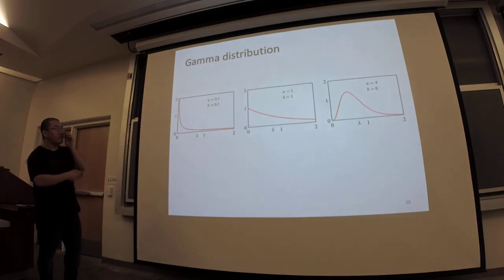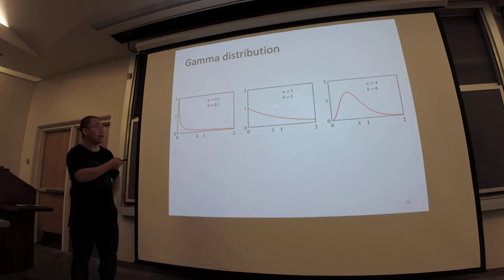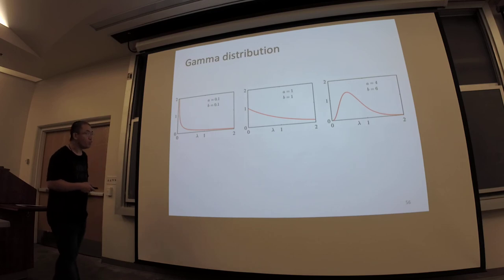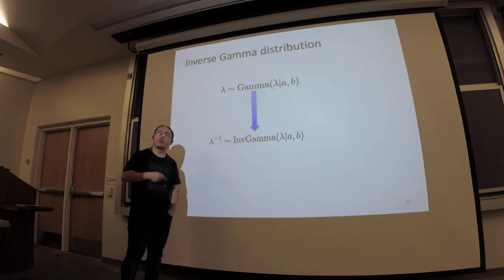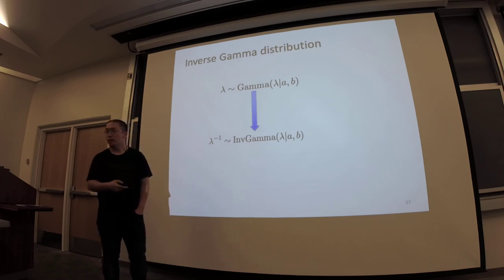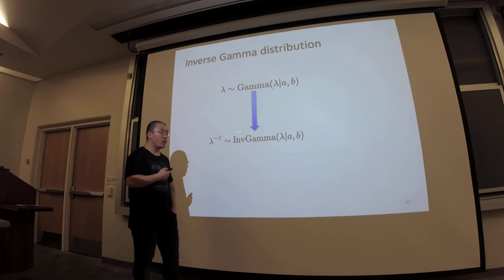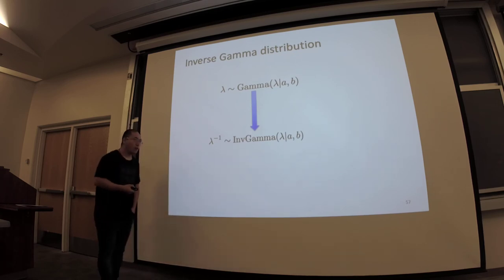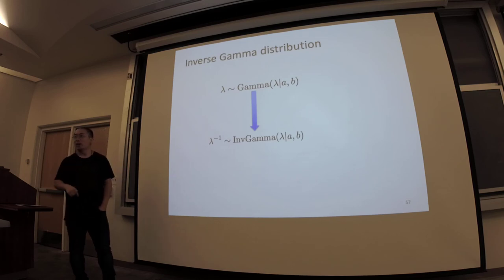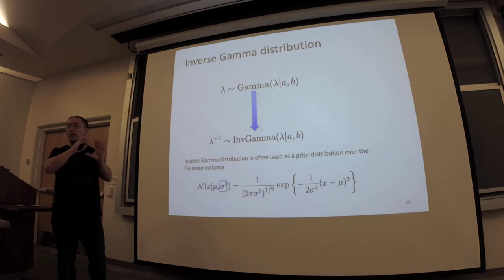And these are some examples of the density of the gamma distribution. We choose different A and B. And if a random variable follows a gamma distribution, then the inverse of the random variable follows a distribution called the inverse gamma distribution. So it's kind of redundant, right? But it is useful for different customers.